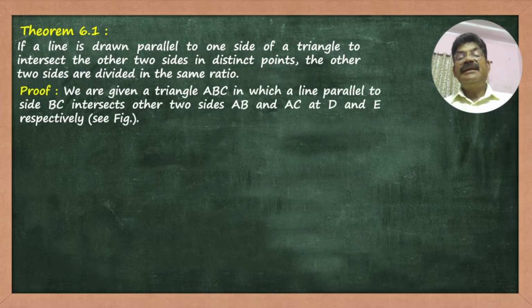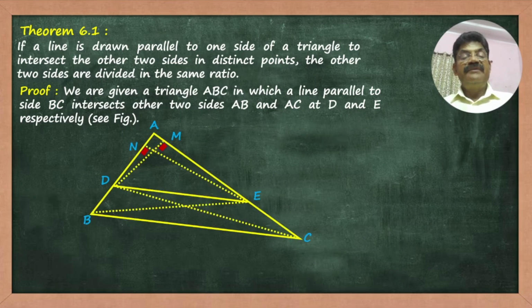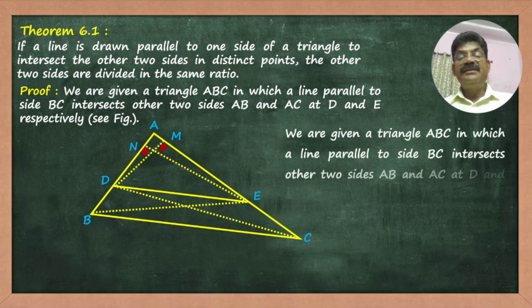We are given a triangle ABC in which a line parallel to that side BC intersects other two sides AB and AC at D and E respectively. You look at this figure. ABC is a given triangle and DE is drawn parallel to BC. D is a point on AB, E is a point on AC. Now, we have to prove that AD divided by DB is equal to AE divided by EC.